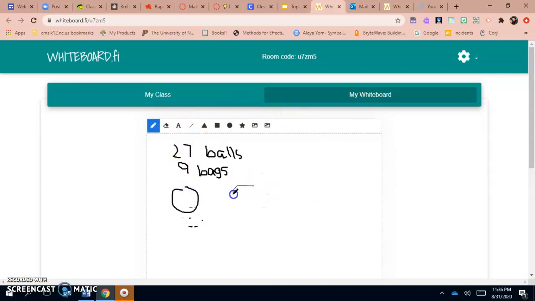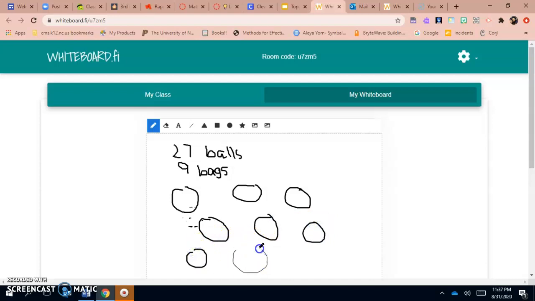1, 2, 3, 4, 5, 6, 7, 8, 9. So I've drawn 9 circles to represent my 9 bags. I can put a check mark beside my 9 bags.